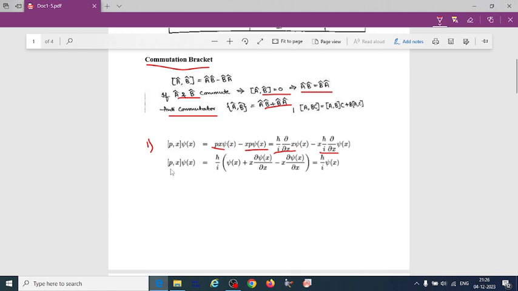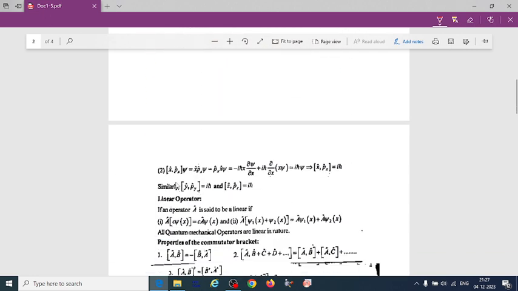Then what you have to do in the next step, just take h cross divided by i common. What is left inside the bracket here? Minus psi of x plus x dou psi by dou x minus x dou psi by dou x. These two will get cancelled. What is left here? h cross by i psi of x. So this is the commutation relation for p comma x.